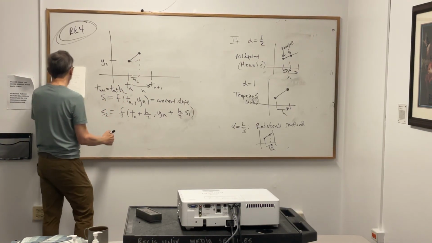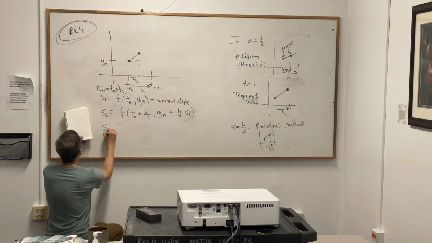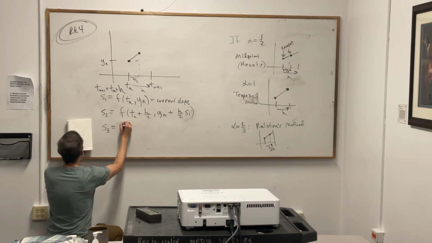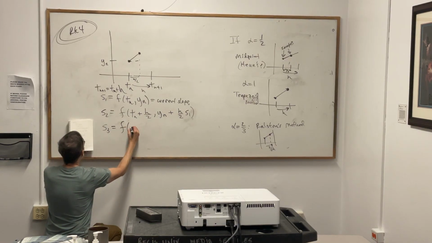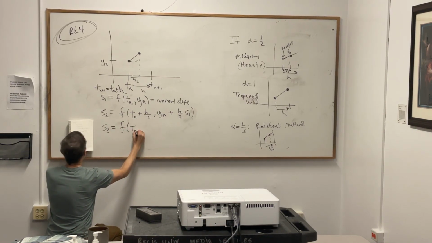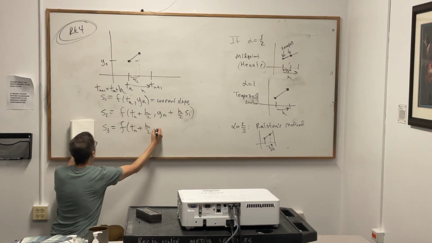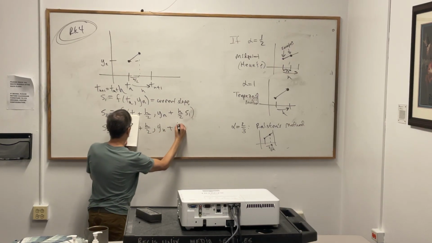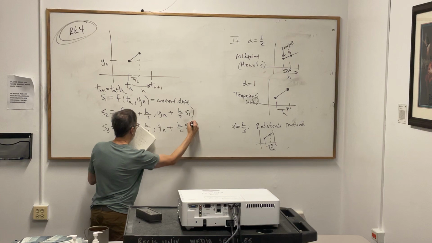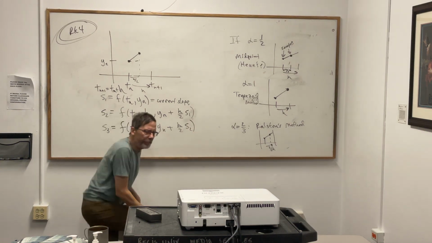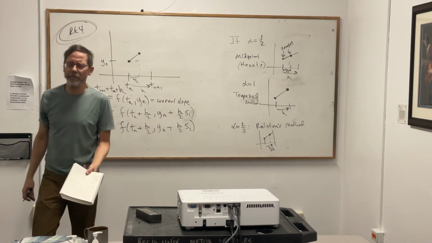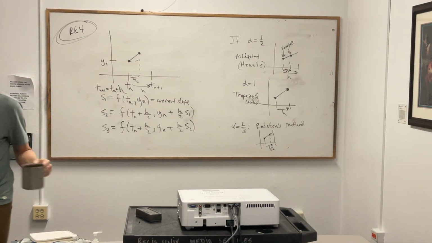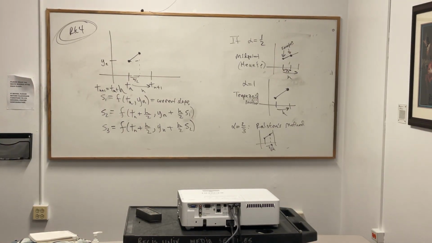And then S3, let's write it out and then talk about what it says. Maybe you can think about it for a second. S3 is f of t_n plus h over 2, y_n plus h over 2 times S2. They sure look the same. Come up in your head with a sentence of what's different. What did we do? Just take a minute, don't say it out loud. In your head, how would you explain S3 to someone?